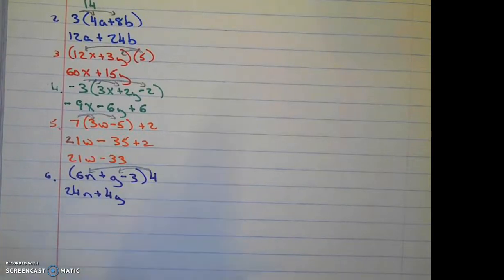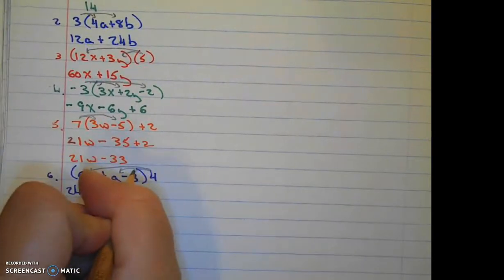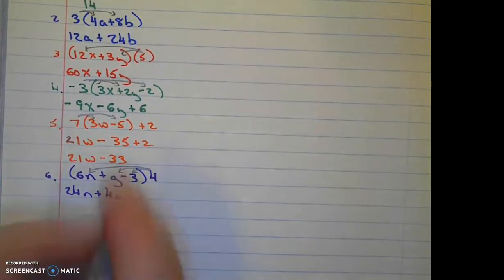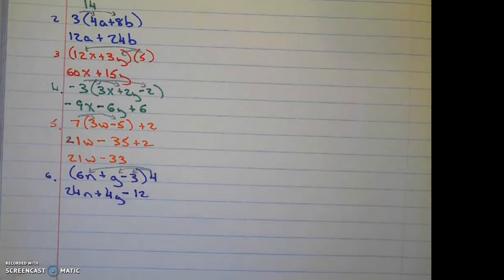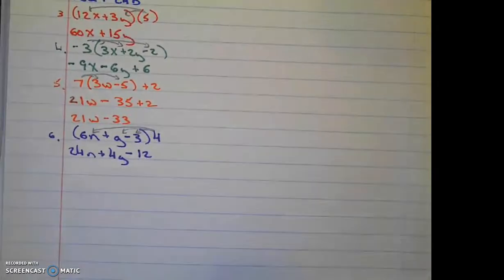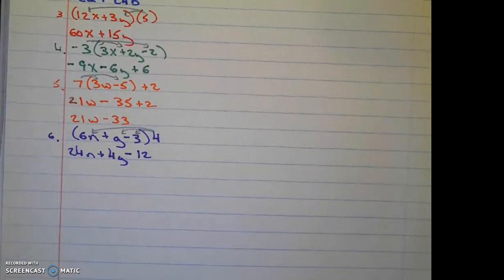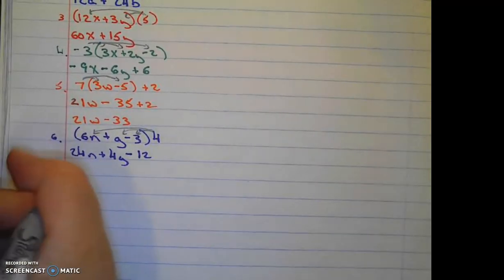And then finally, we'll do 4 times this negative 3. A negative times a positive is a negative, so I get to write a minus. 3 times 4 is 12. I've got an n, I've got a g, and I've got a constant, so there's no combining that I get to do.